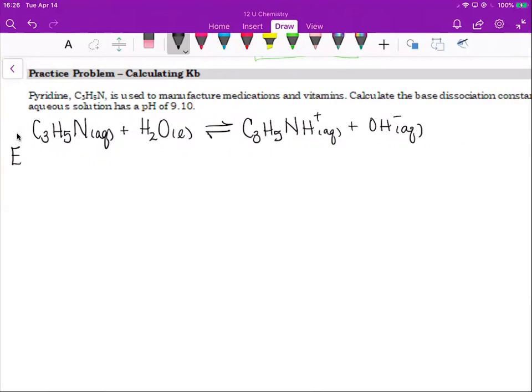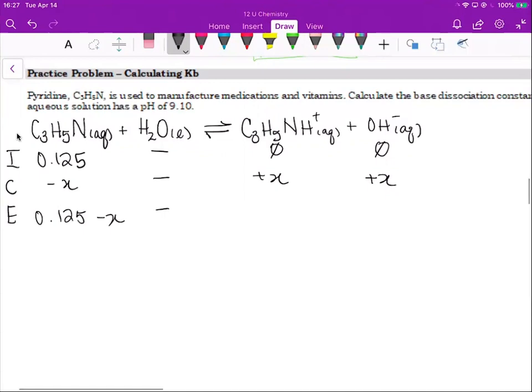all right, we know that, you know what, I'm going to write out the whole ICE table. I'm bad, I like to skip steps, but then I forget, I confuse everybody. So we know this to be true, as well as our initial concentration being 0.125. My change is that we're moving to the right. And then I already have my information for X. I have my pH, which is 9.10.